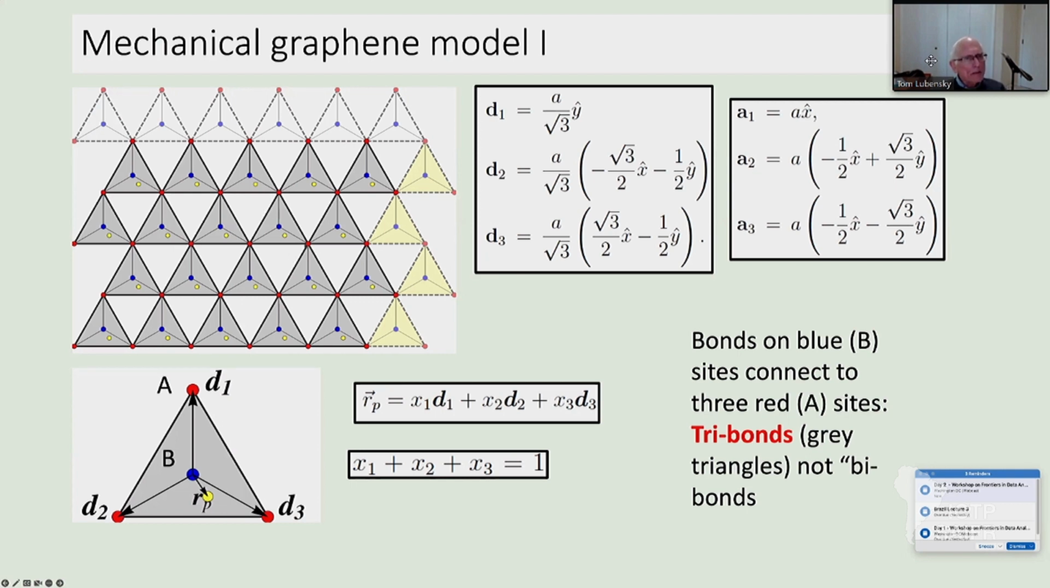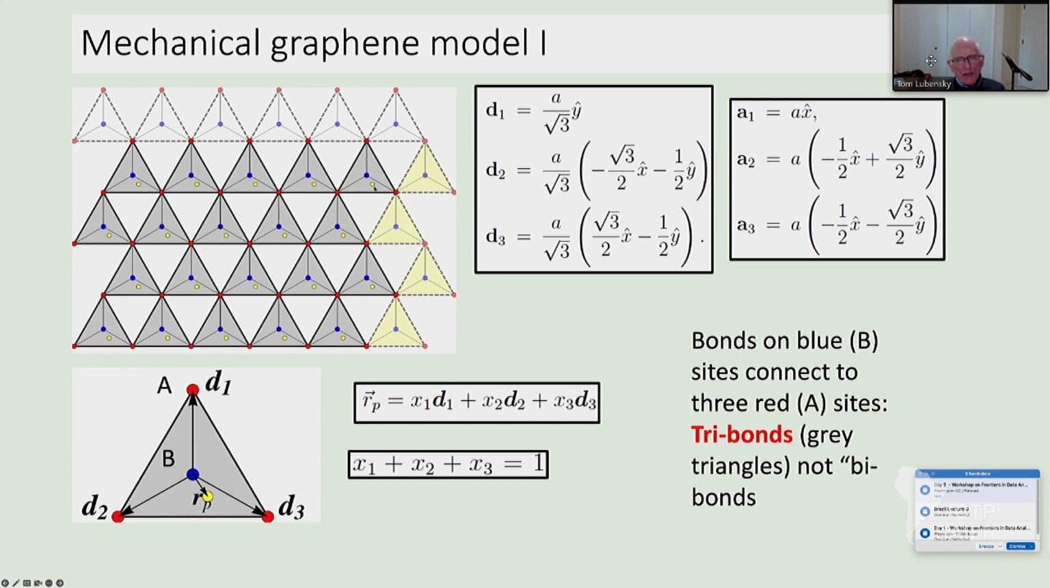Now it may look like this is a hexagonal lattice, but really the sites, the various parts are on sites of a honeycomb lattice, as you can see right here. So the blue dot is, of course, the center of mass of the triangle. And that is the center of what we call a tribond.